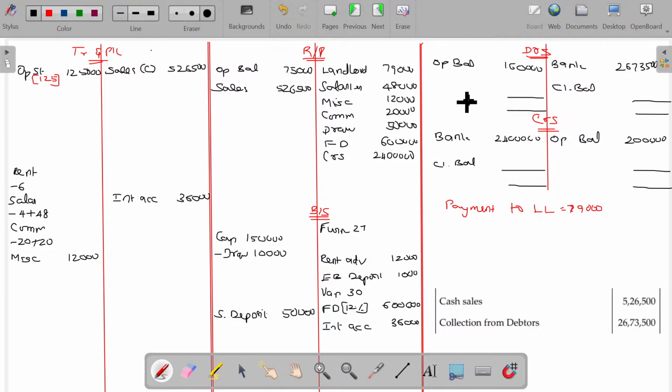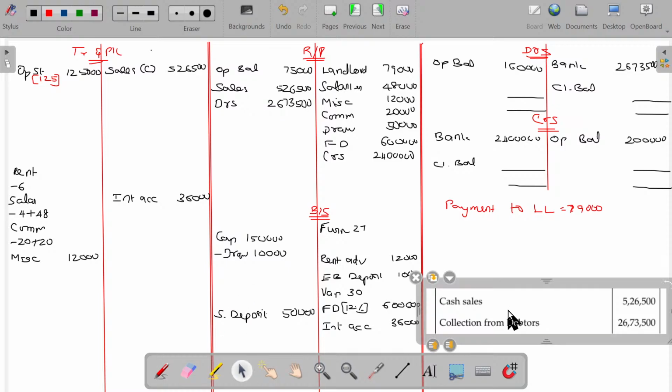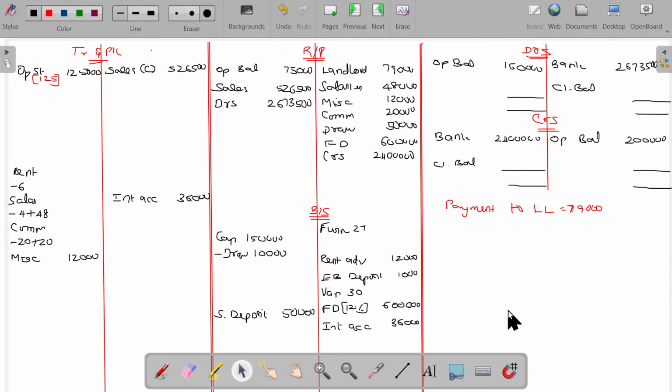And collection from debtors, we have posted that here. One more posting being the receipt side of the cash book. Collection from debtors, 26 lakhs, 75,000, 73,500. Clear? Is that okay?